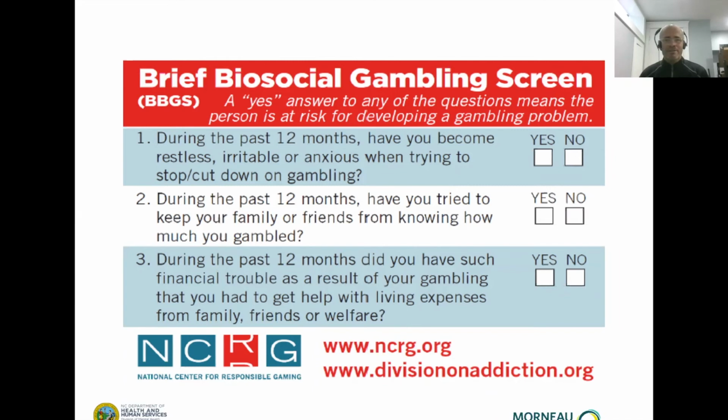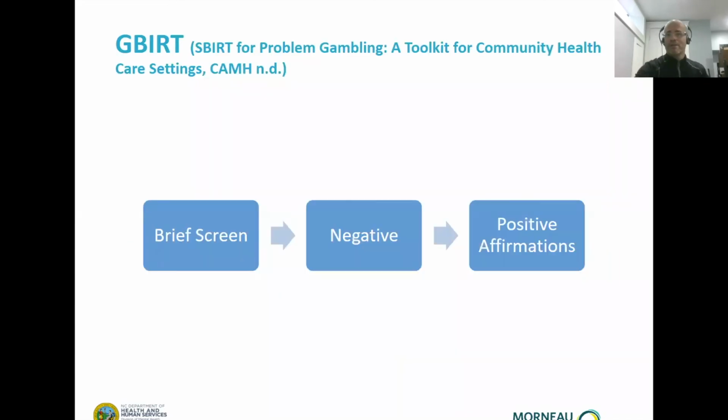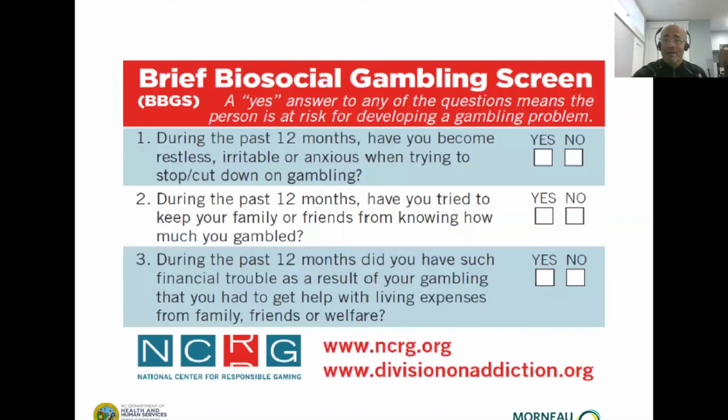This is like the AUDIT-C with the alcohol. So if they score 0, you give them a positive affirmation, maybe some education. I think with gambling, it's more important to give some education because there's not a lot of education out there on problem gambling, right? Okay, so that's kind of a little bit of a difference.